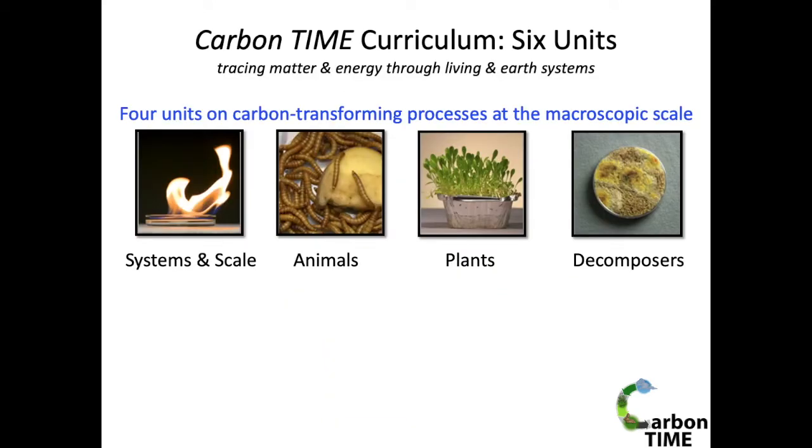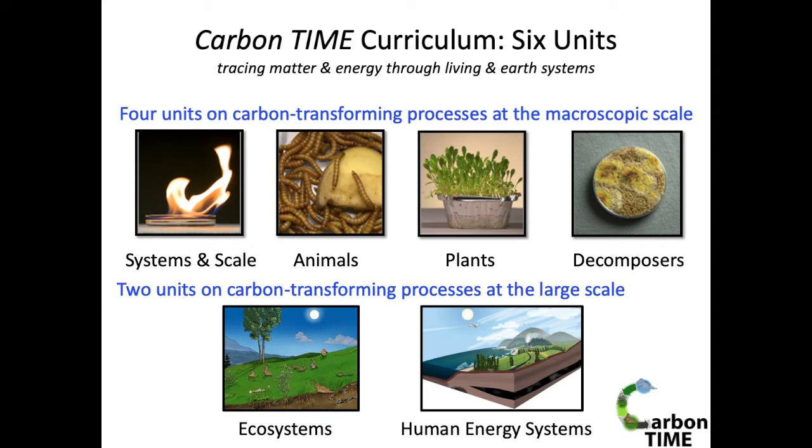There are 6 CarbonTIME units designed to support students in tracing matter and energy through living and earth systems. Units include 4 units on carbon-transforming processes at the macroscopic scale, including systems and scale, animals, plants, and decomposers, as well as 2 units on carbon-transforming processes at the large scale, including ecosystems and human energy systems.